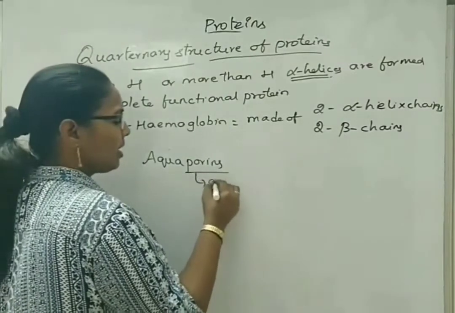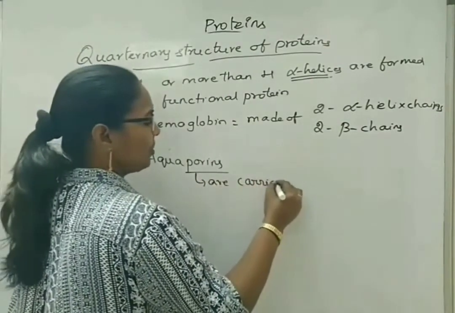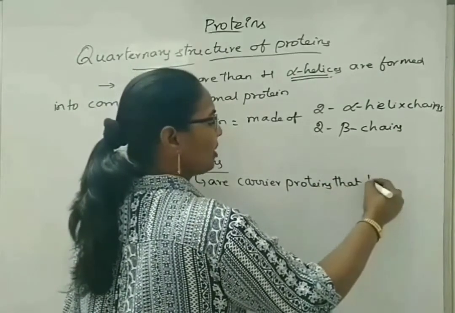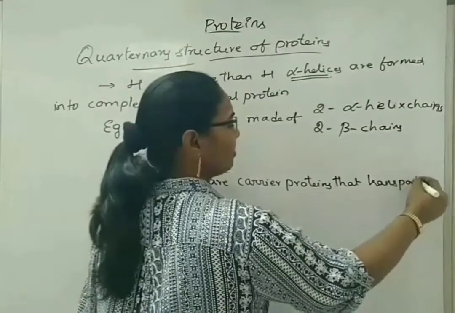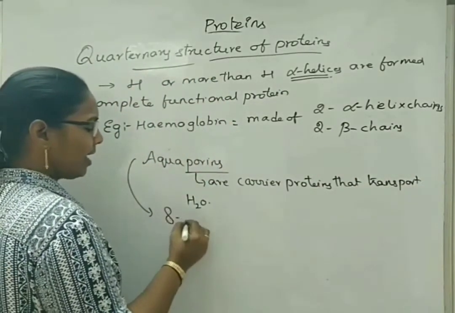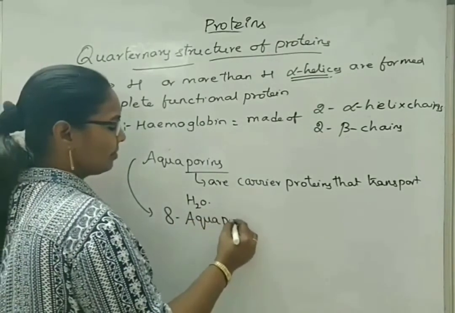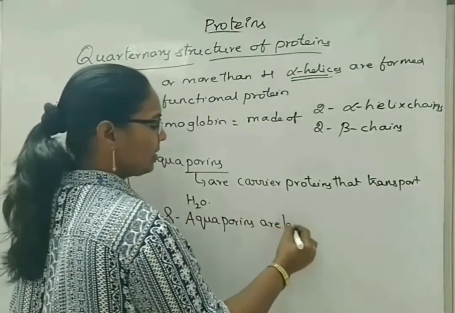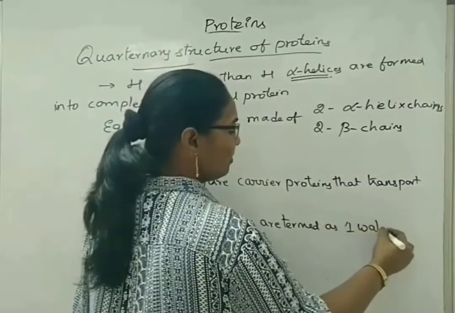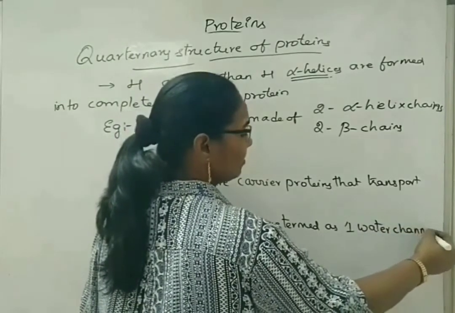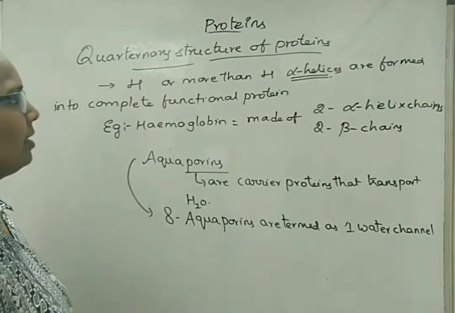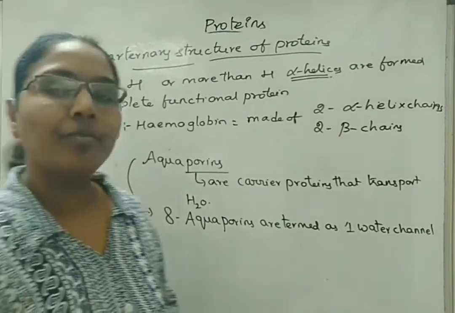So aquaporins are carrier proteins that transport water molecules. Now, 8 aquaporins are called one water channel. This is also your NCERT MCQ, a direct point from NCERT. So this is the structure of proteins.